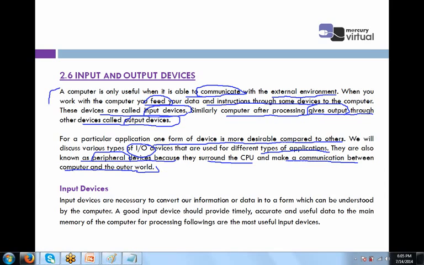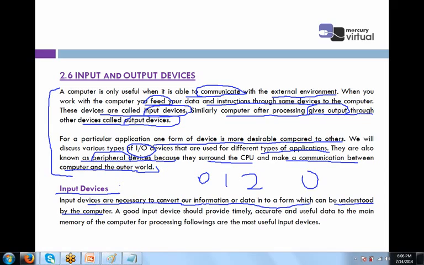So this is just the introduction of both input devices and output devices. Now let's see one by one. First of all, input devices. Input devices are necessary to convert our information into a form which can be understood by the computer. As I told you, human beings understand 0, 1, 2, but the computer understands only 0 or 1. That is your binary number, either 0 or 1.